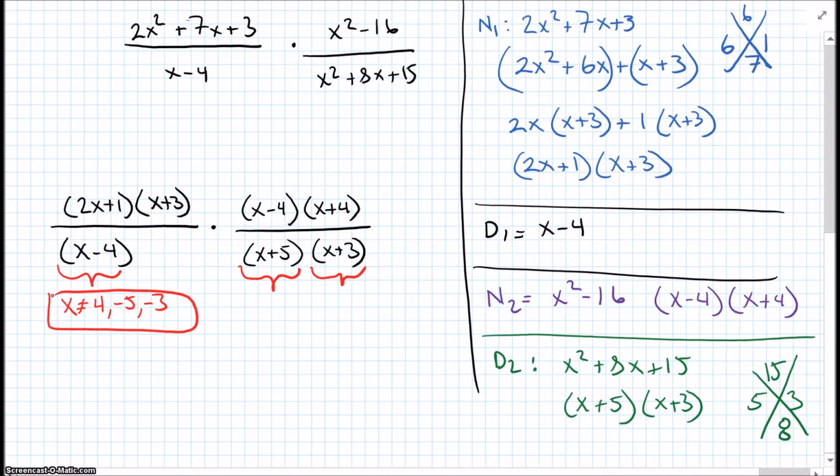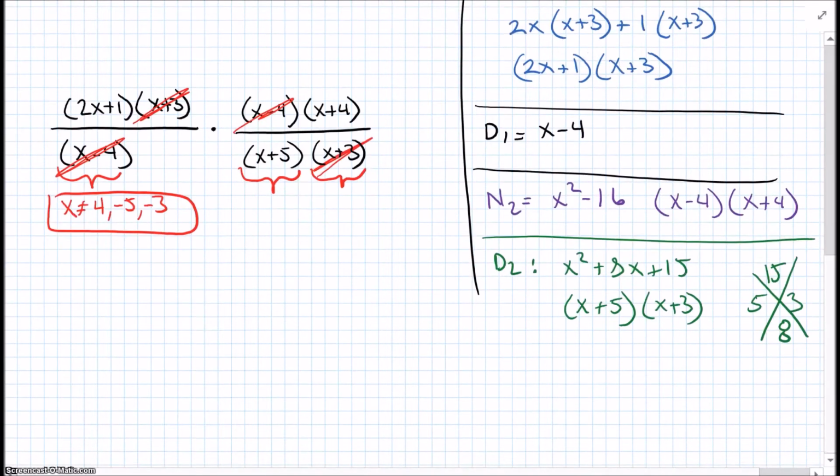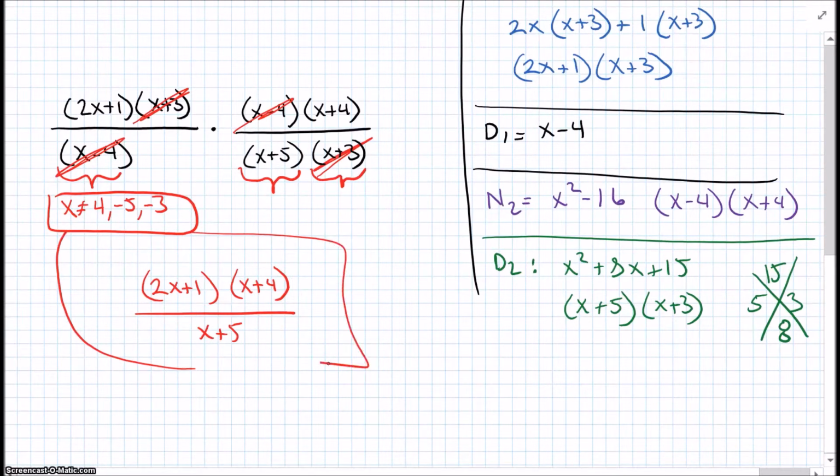Now can we simplify? Yeah, I can cancel out an x plus 3, and I cancel out an x minus 4. So I can rewrite this as 2x plus 1 times x plus 4 all over x plus 5, with the restrictions listed above. Okay? Next example.